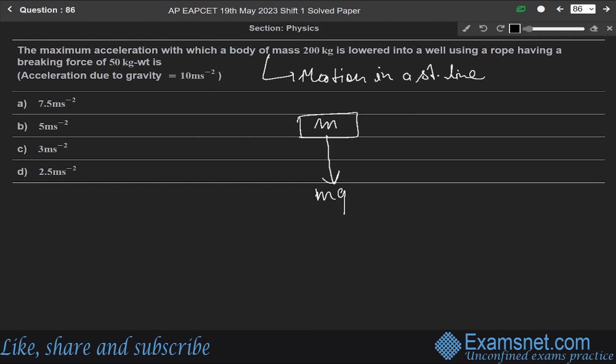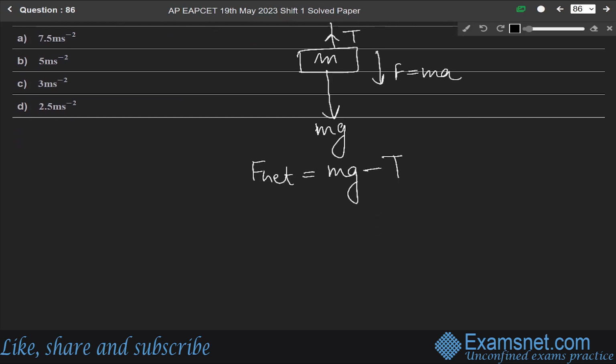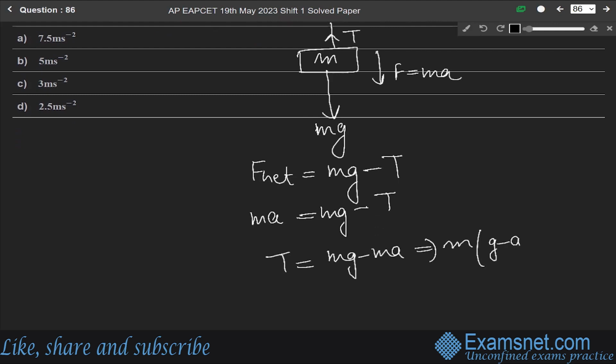So downward force will be mg, and force F equals mass into acceleration, which means mg is acting in downward direction and tension force T is acting in upward direction. So net force F net will be equal to the downward mg minus the upward tension T. So F is mass into acceleration, it will be equal to mg minus T. So T is equal to mg minus ma, taking m common, m into g minus a. So T maximum will be equal to this mass.